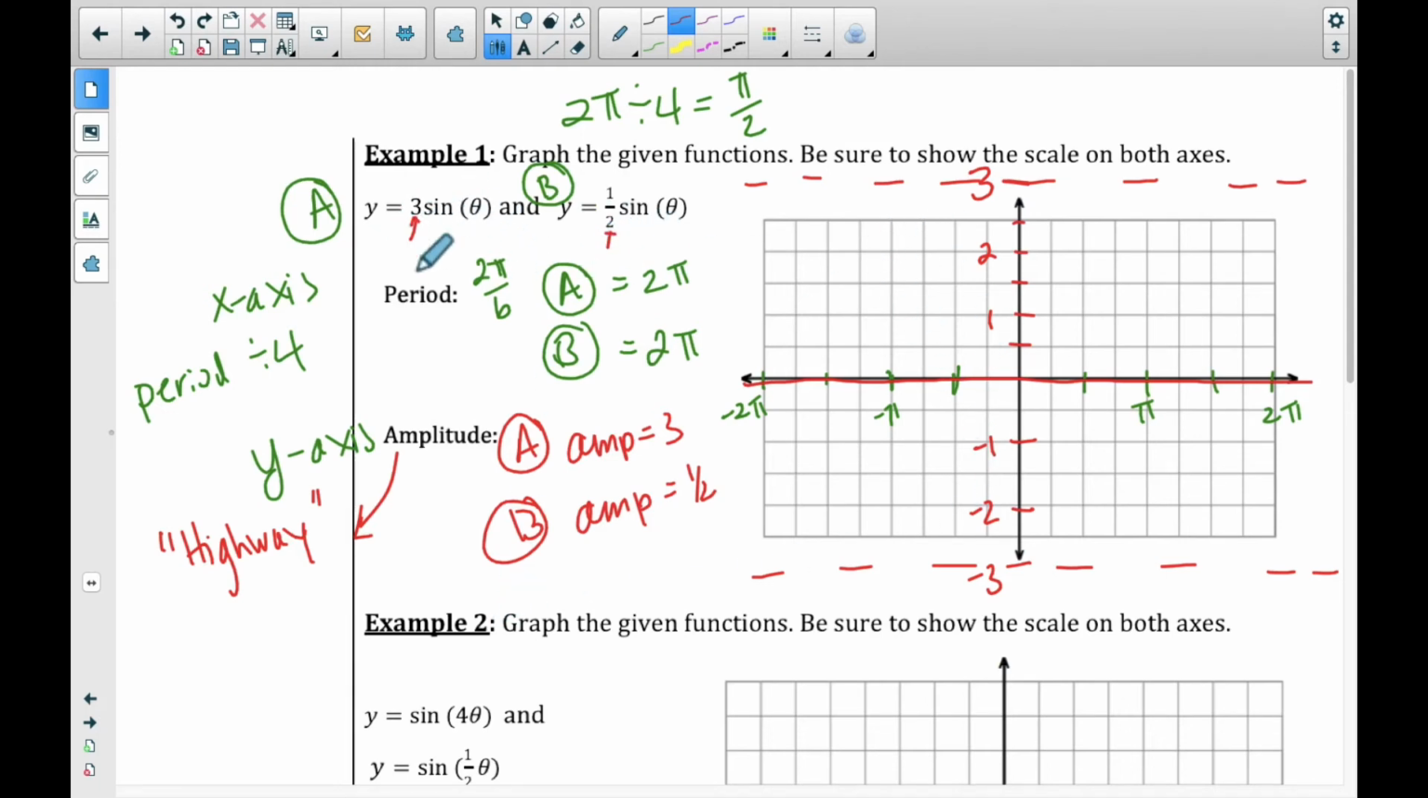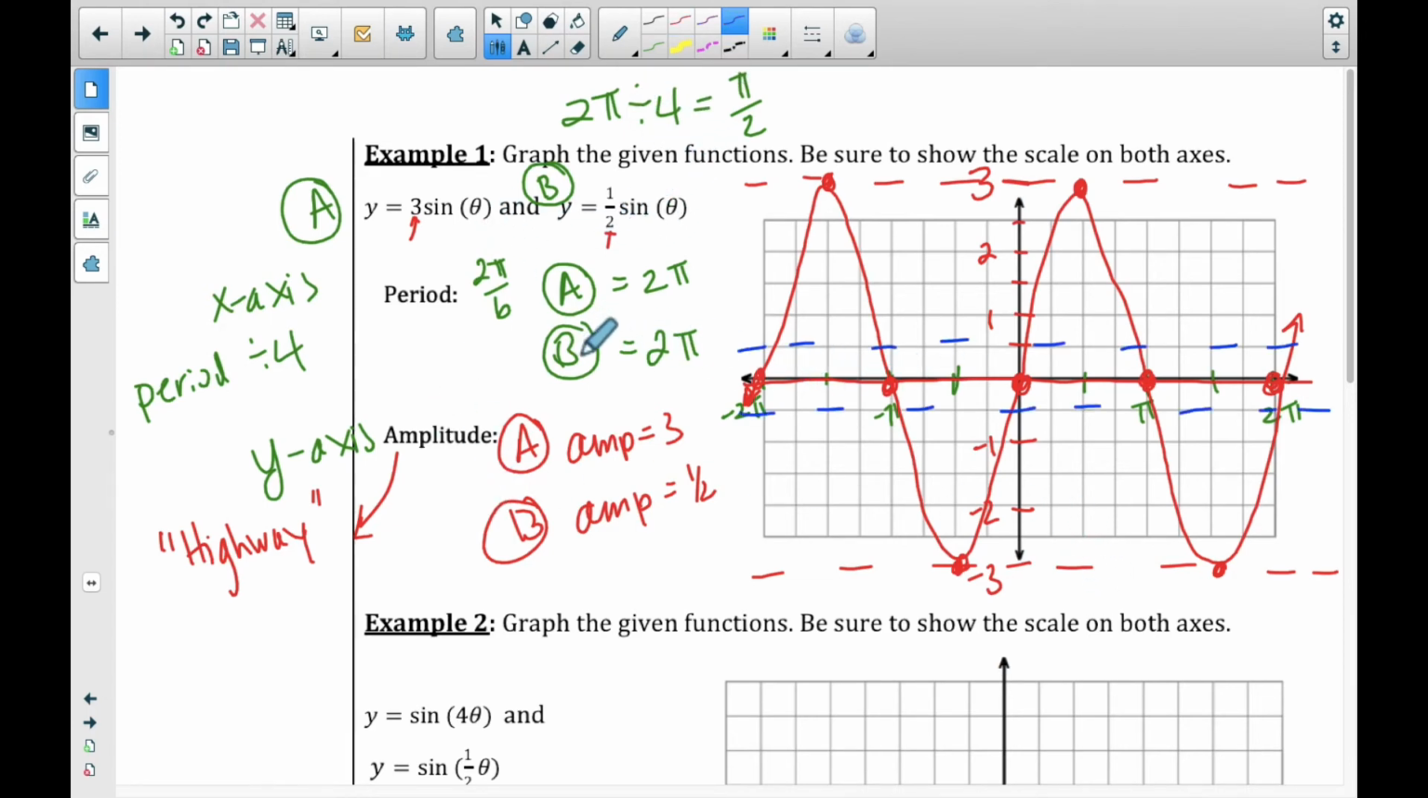So I'm here with my 3 sine theta. What that means is I start at 0, 0. I'm going to go all the way up to 3, over π over 2, and then down to π, and then down here, and then all the way back up to the center line, back up here. And so now I have one period graphed of my sine curve. I need to go the other way, so I'm going to do that also. These highway lines are really helpful because they show me how to stay in bounds, where I'm supposed to go. I'm going to do the next one now, the 1/2 sine theta.